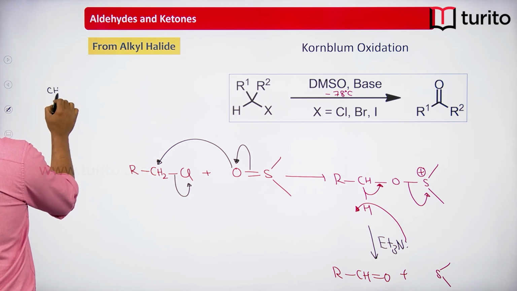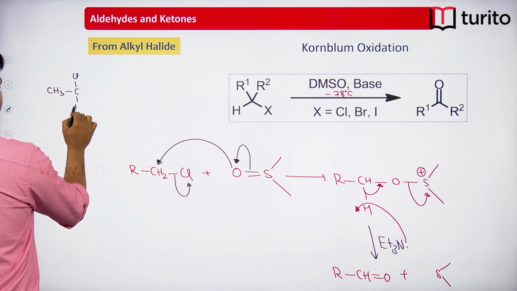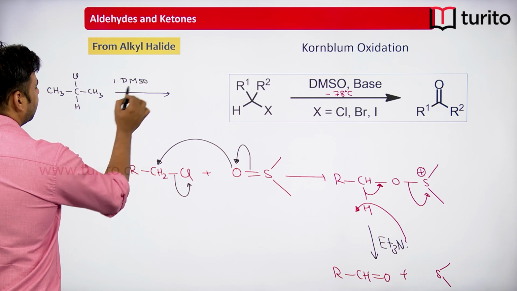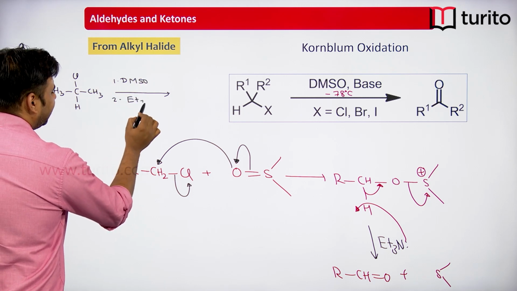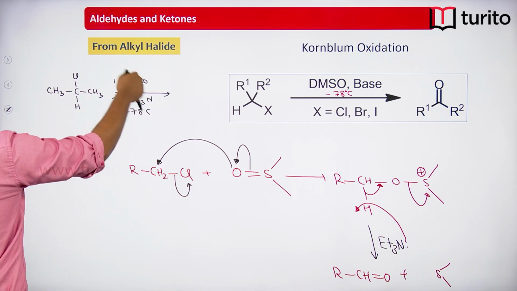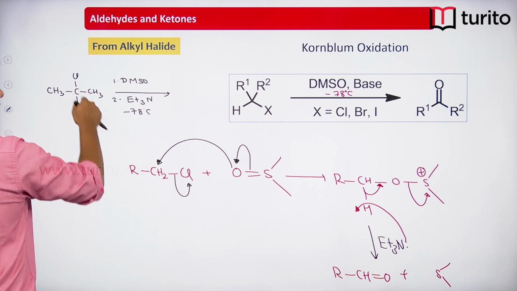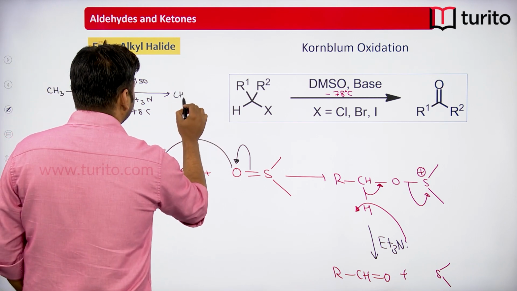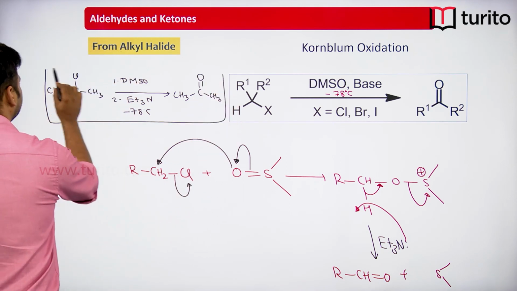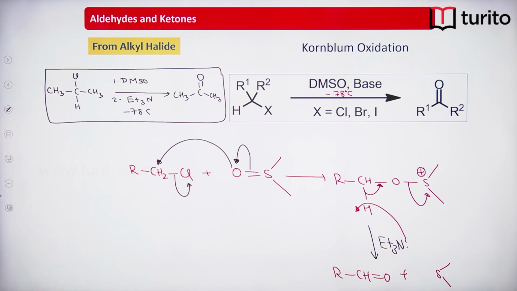So if you take a 2 degree alkyl halide, suppose we are taking a 2 degree alkyl halide and we react it with DMSO, and in second step we add triethylamine. Temperature maintained is generally very low, so this will first attack, so oxygen will get attached, the base will abstract this hydrogen, it will push the electron and dimethyl sulfide would go out as a leaving group and we will form a ketone in this case. So this is the reaction. This reaction is known as Kornblum oxidation. So Kornblum oxidation basically oxidizes a 1 degree alkyl halide into aldehyde and a 2 degree alkyl halide into a ketone.